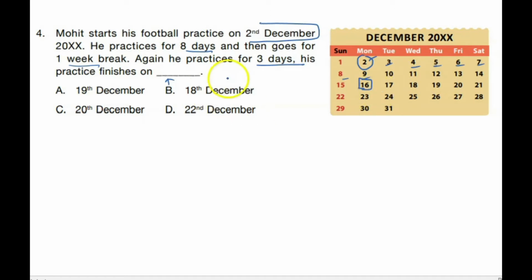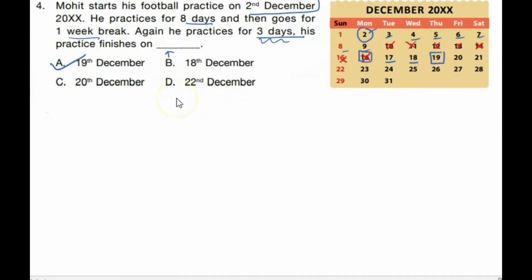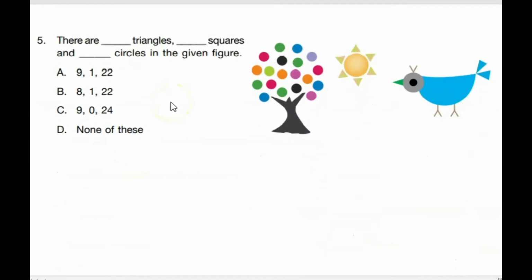Now he practices again for 3 days. These crosses are just marking the break days. So he will take a break from 10, 1, 2, 3, 4, 5, 6 and 7. These crosses mean break days. Now he'll again resume his practice from 17, and for 3 days: 17, 18, 19. So his practice finishes on 19. Now next, question number 5.